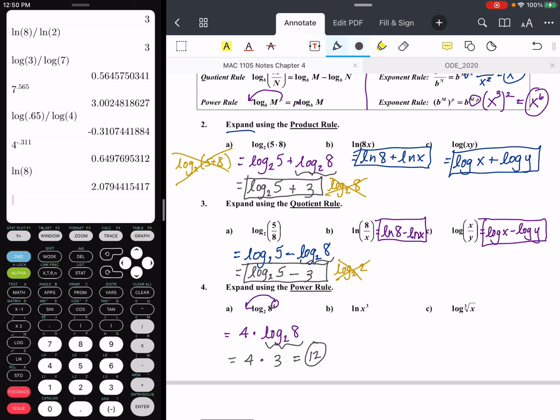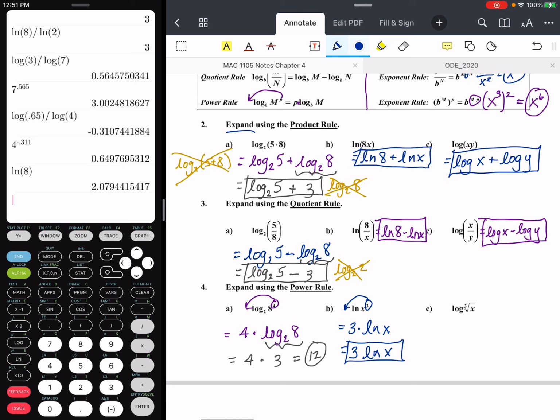All right, part B, natural log of x cubed. I can expand that using the power rule by carrying that 3 forward. So 3 times the natural log of x. And if you want to leave that multiplication symbol in there, that's fine. You can also write it as 3 ln x. Just looks a little cleaner that way.